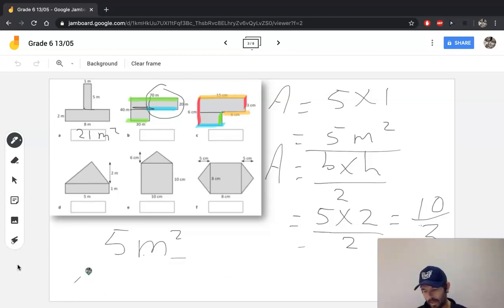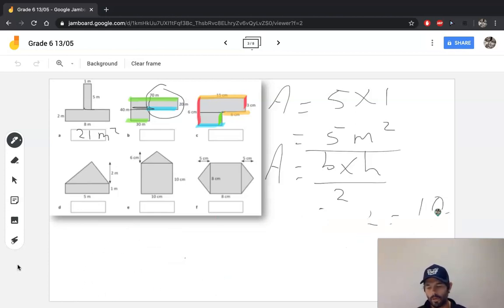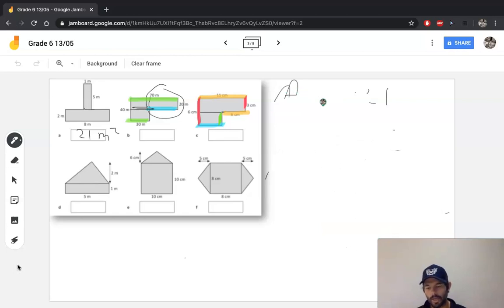Part E: I'm going to work out the area of the square at the bottom. The area of the square is side times side, which is 10 times 10, which equals 100 centimeters squared.